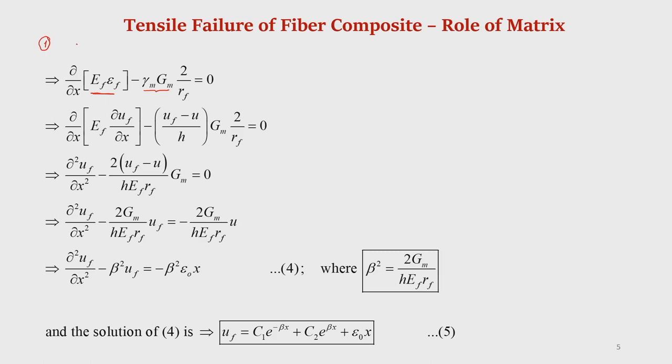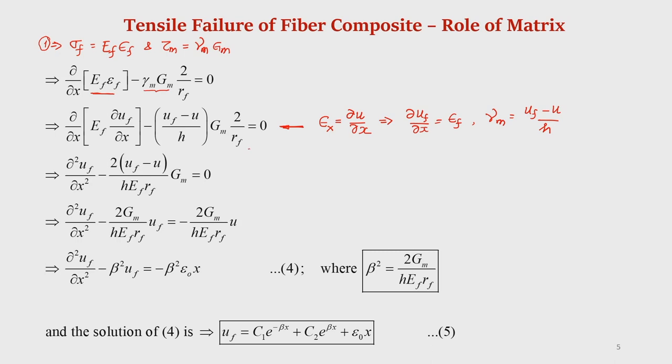Okay? So, we can write sigma f is equal to Ef into epsilon f in 1, and shear stress tau m is equal to gamma m into Gm, Gm is the shear modulus. Okay? Again, we use the strain displacement relationship in elasticity. See, this is an elasticity solution. Okay? What is the strain displacement relationship? We know that epsilon x is equal to del u del x, therefore, del uf del x is nothing but epsilon f, which is the strain in the fiber in the x direction. Okay, and already we have the expression for gamma. Gamma m is equal to (uf minus u) by h, by the definition of shear strain.